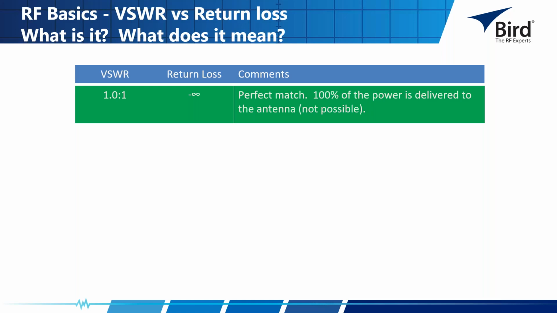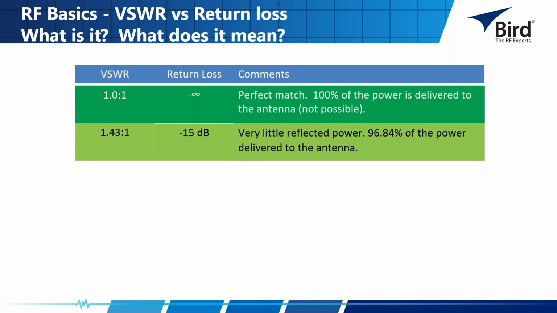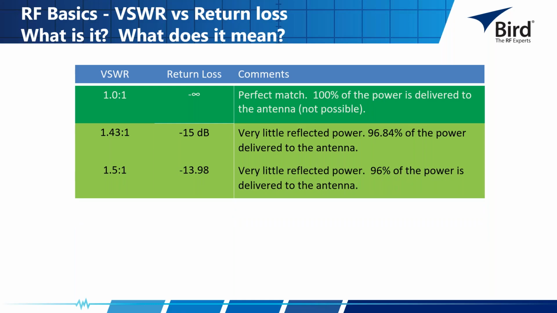But this is not possible because all components in a system have a certain amount of loss. If we have a VSWR of 1.43 to 1 or negative 15 dB on the return loss scale, that tells us that there is very little reflected power. As a matter of fact, 96.84% of the power is delivered to the antenna and roughly 3% is being reflected back to the source. 1.5 to 1 VSWR or negative 13.98, or rounded to negative 14 dB return loss. Very little reflected power, 96% of the power is delivered to the antenna.